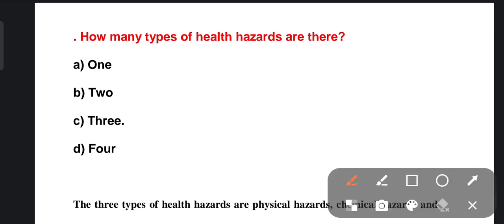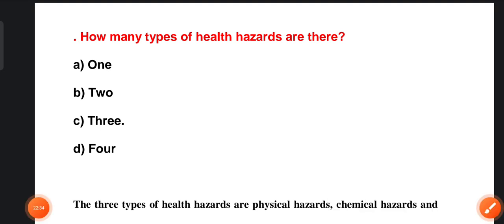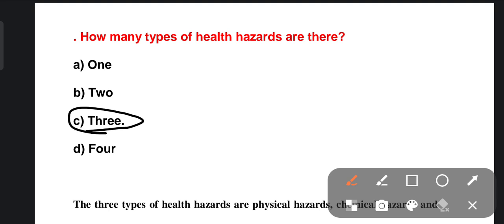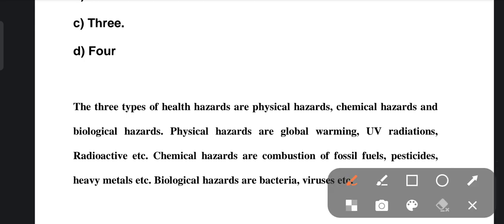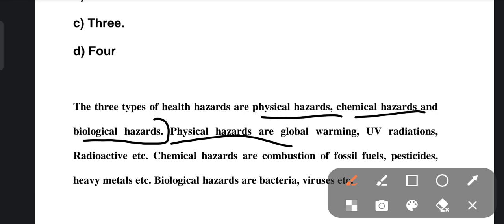The next question is, how many types of health hazards are there? Options 1, 2, 3 and 4. There are 3 main health hazards. Okay, we will see which are those. The 3 types of health hazards are physical hazards, chemical hazards, and biological hazards. Firstly, physical hazards are like global warming, UV radiation, radioactive agents. Okay, these are the physical hazards.